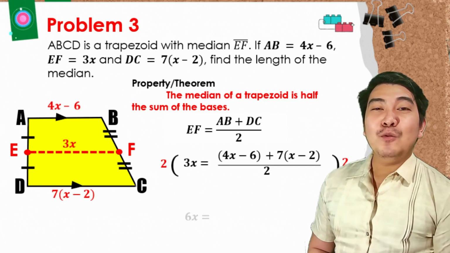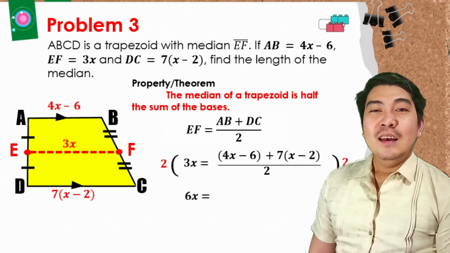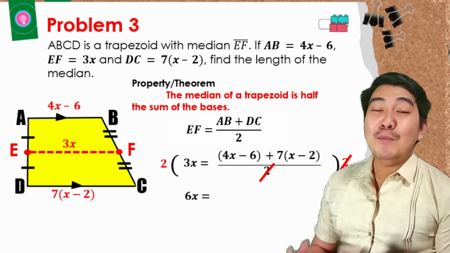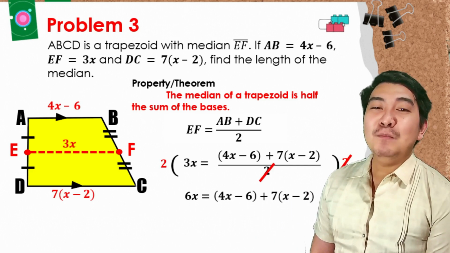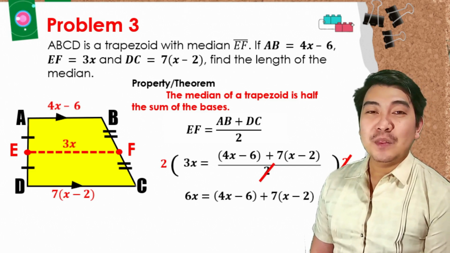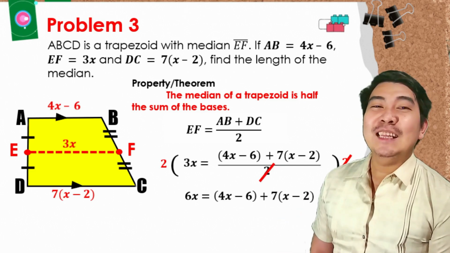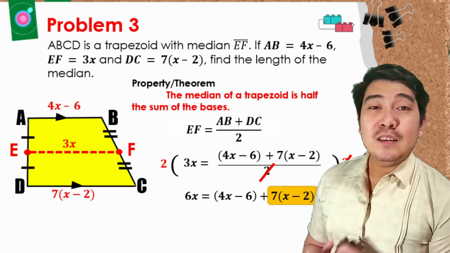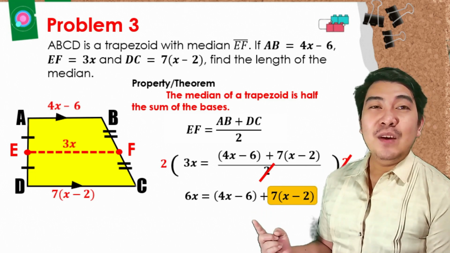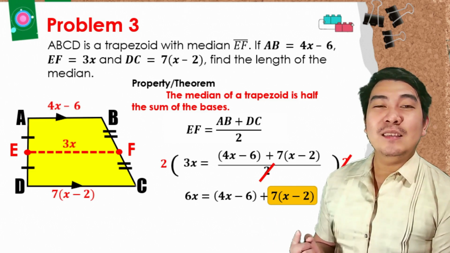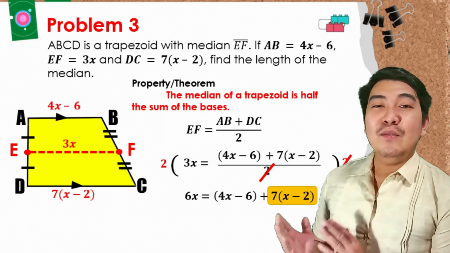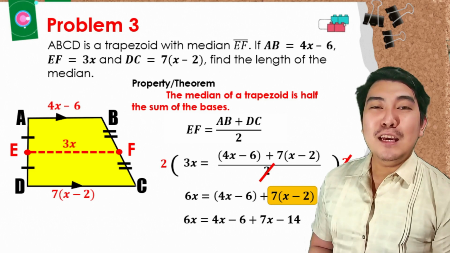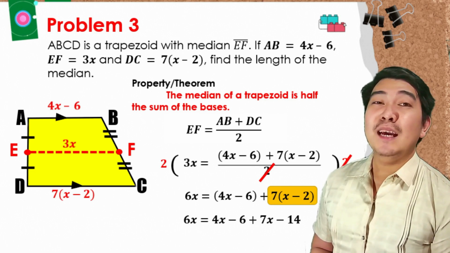If we are going to multiply both sides by 2, let us start with the left side. 2 times 3x will be 6x. On the right side, since we have 2 in the denominator and 2 here, we can cancel it. So what remains will be 4x minus 6 plus 7 times the binomial x minus 2. Since we have simplified, let us simplify again. We can simplify 7 times the binomial x minus 2 using the distributive property. Let us distribute 7 to the terms inside the parentheses. 7 times x will be 7x. 7 times negative 2 will be negative 14. So we have 6x is equal to 4x minus 6 plus 7x minus 14.